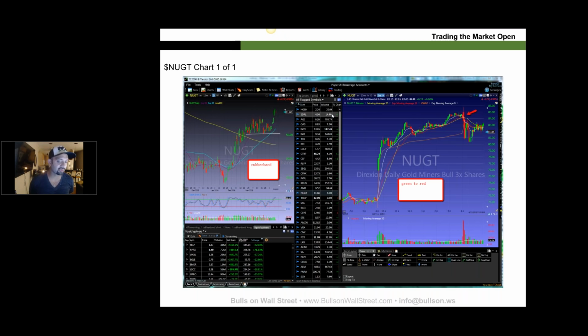So when you're looking for a reversal on a stock, oftentimes a green to red can be a very, very powerful setup. See this like nugget. This thing's about 50, 60 bucks. In 5 days, it gets up to $86. So it's up, I don't even know, what's that, 30%, 40%, something like that.